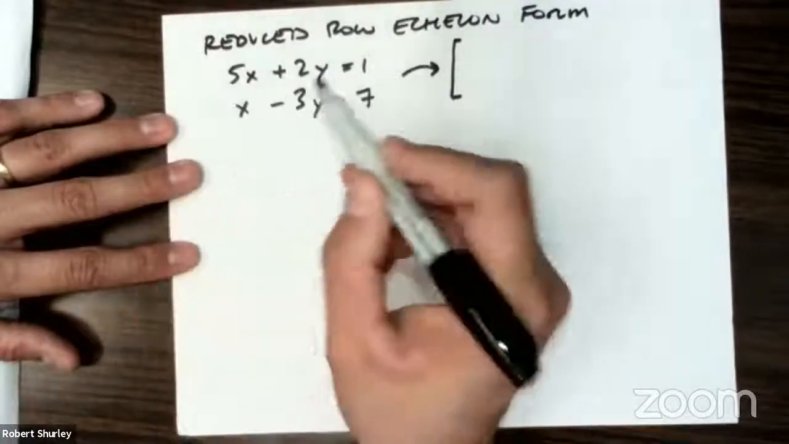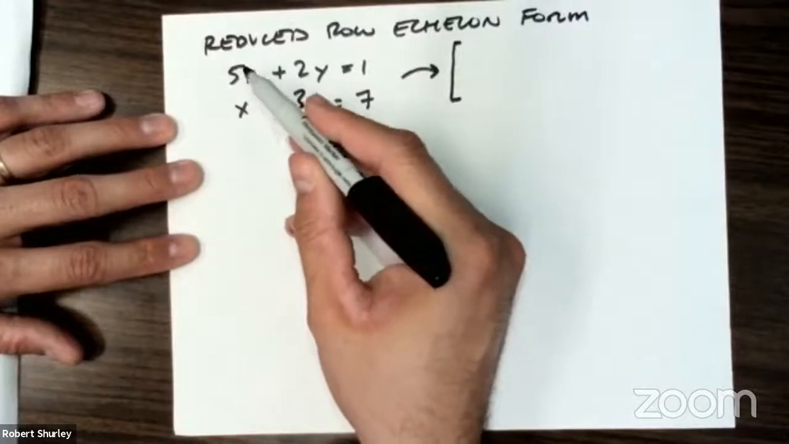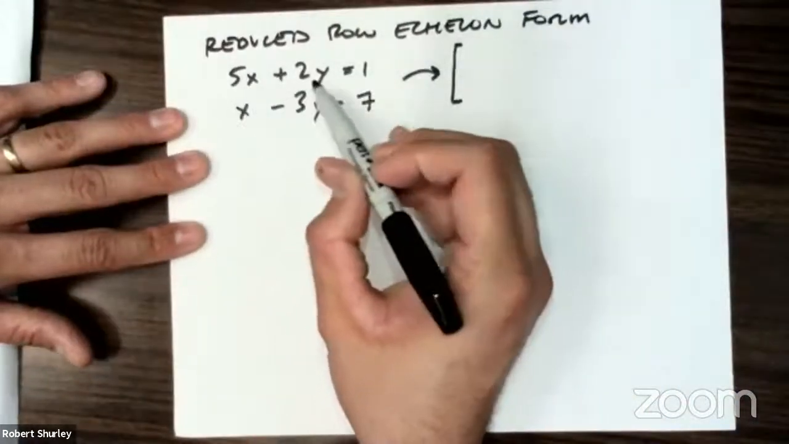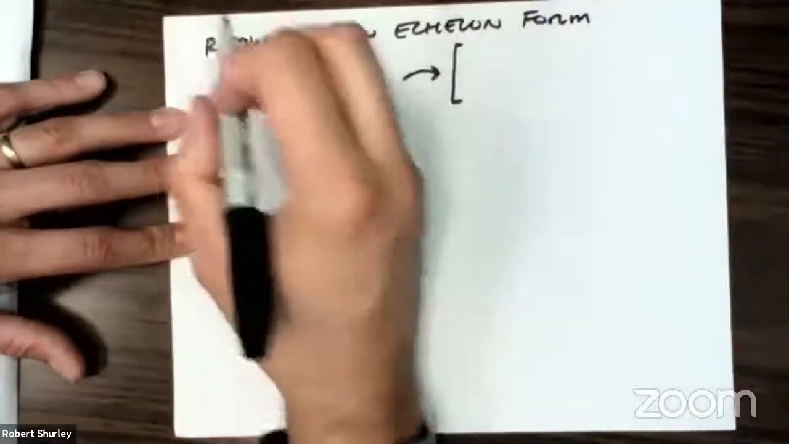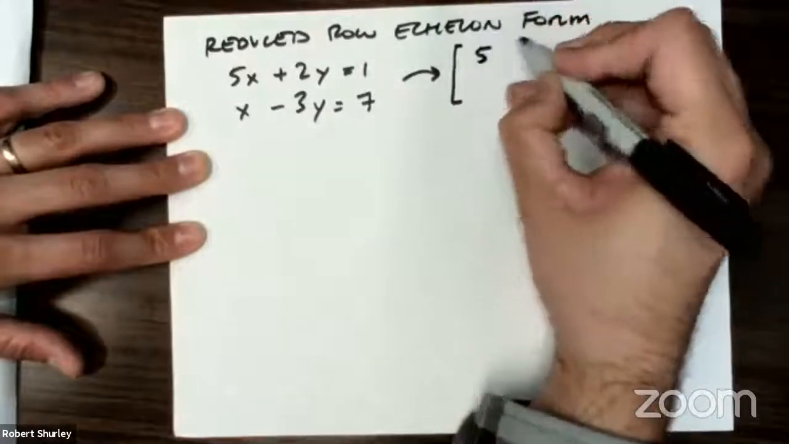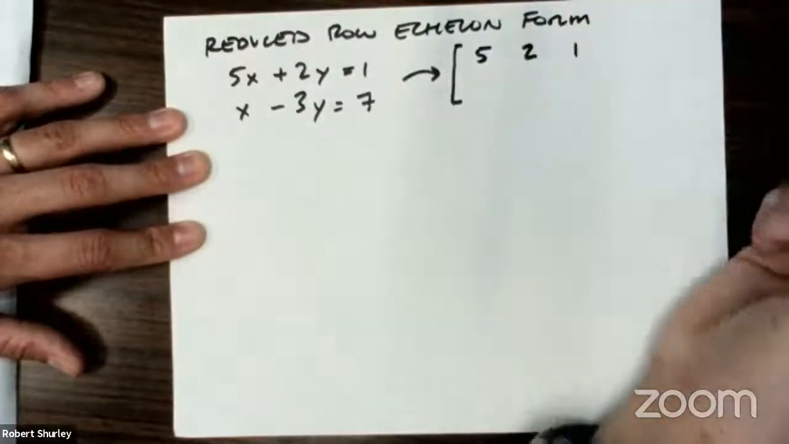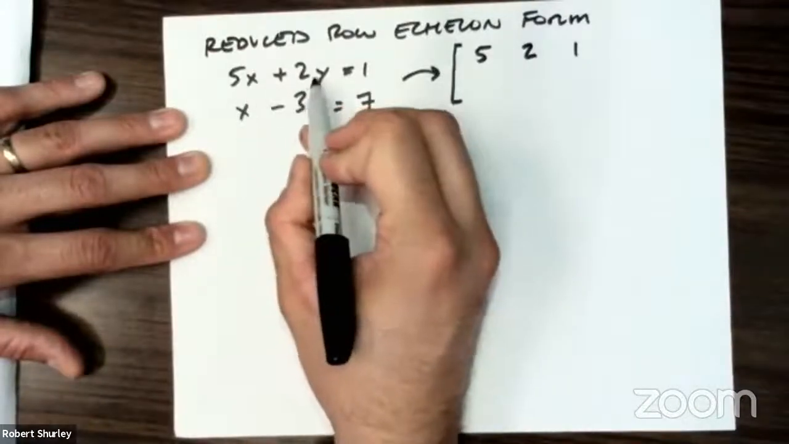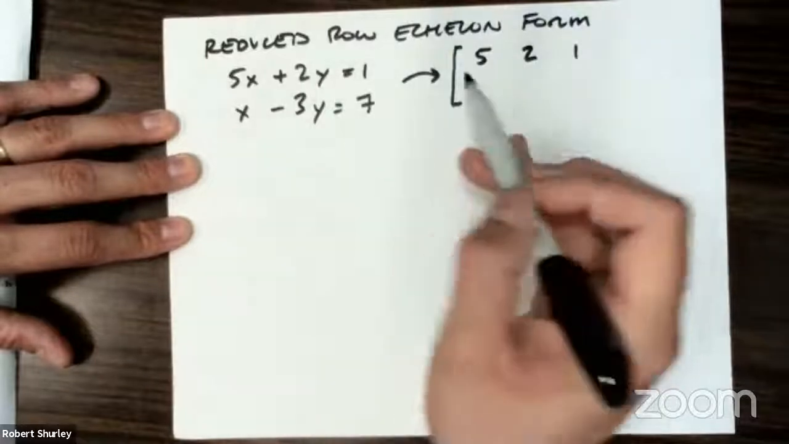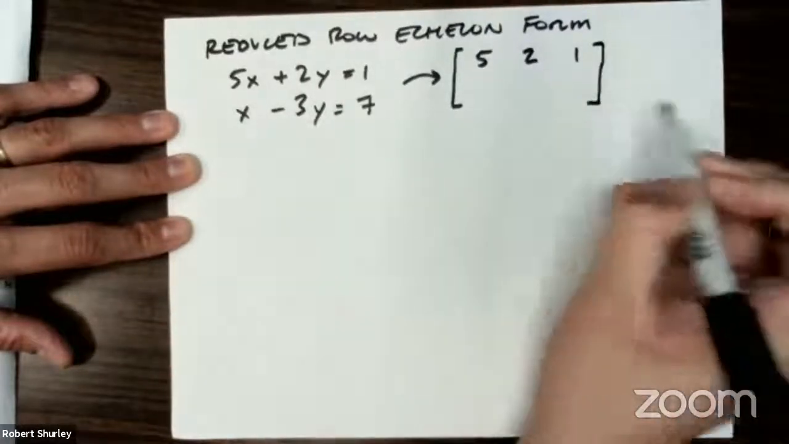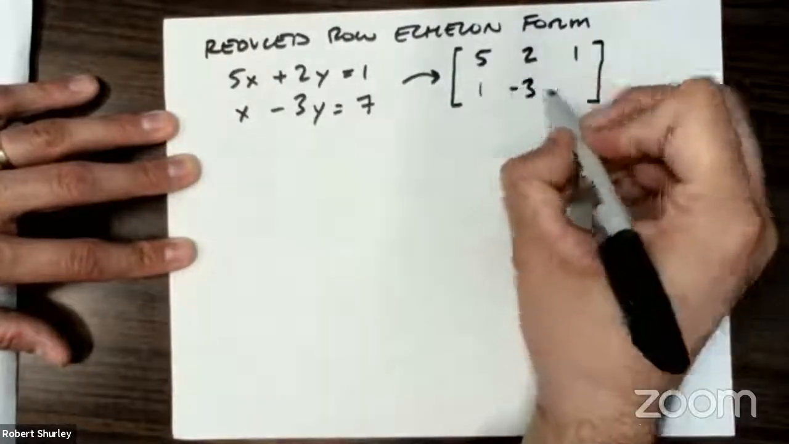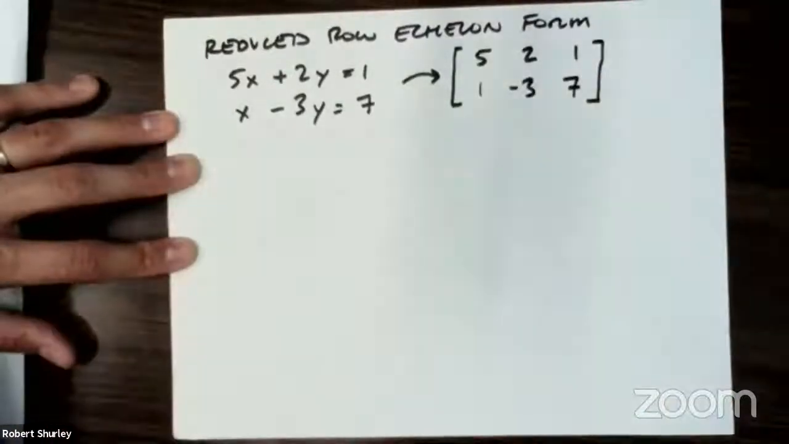Now, you got to be careful because if we didn't have an x, you'd have to put a 0 there. We'll get to an example like that, okay? But for now, we're going to just write the coefficients left to right. And again, it's got to go x, y, equal sign number. So 5, 2, 1, okay? Very straightforward. And in the bottom row, so this will be our top row, we're going to close it off. The bottom row is going to be the other equation, 1, -3, 7, okay?